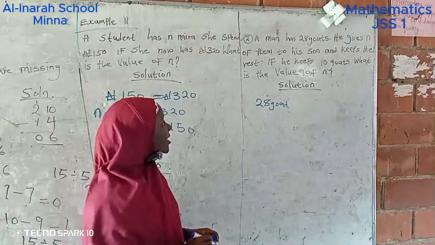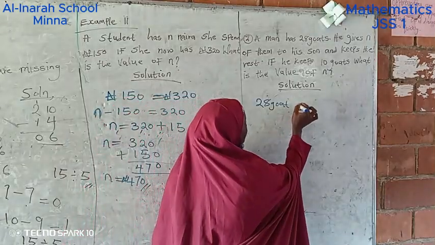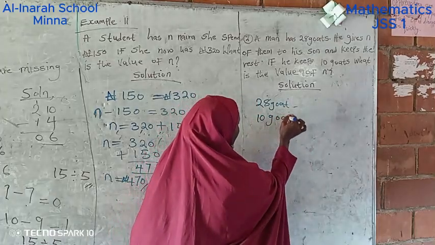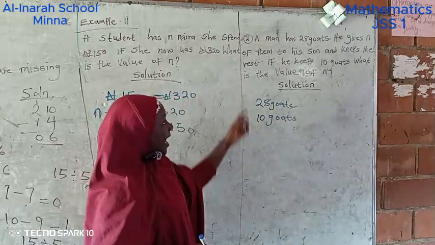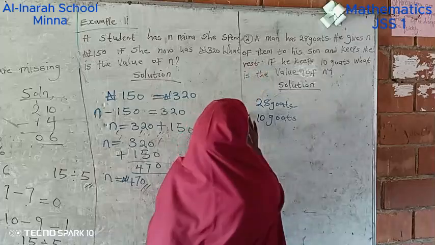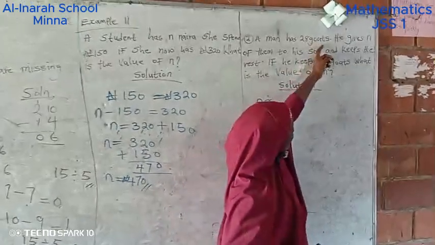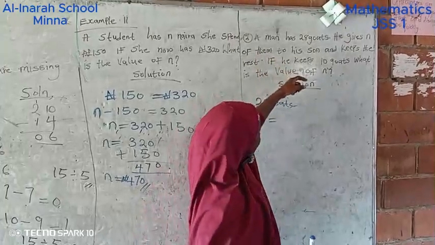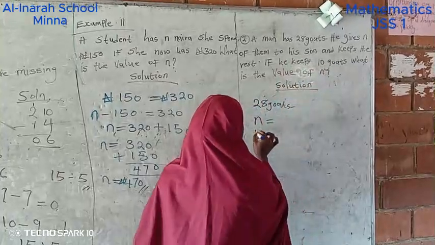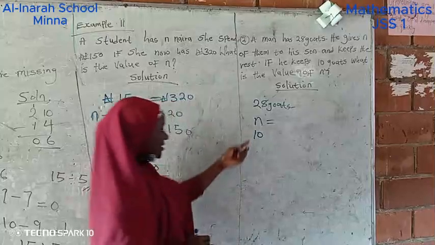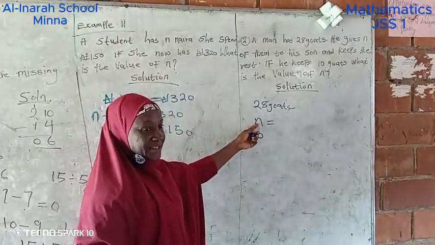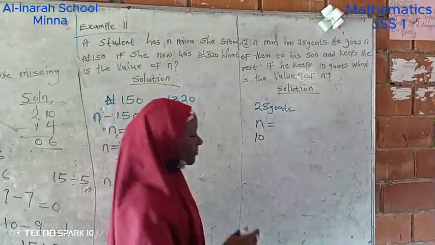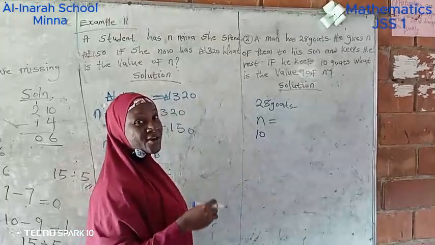goats he is having. If he gives out 10 goats to his son. Okay. That's 28 goats. He gives out n to his son from the 28 and keeps 10 goats. What is the value of n? Let's assume you are having 28 goats and you give your son some part of the goats. The remaining one is 10.